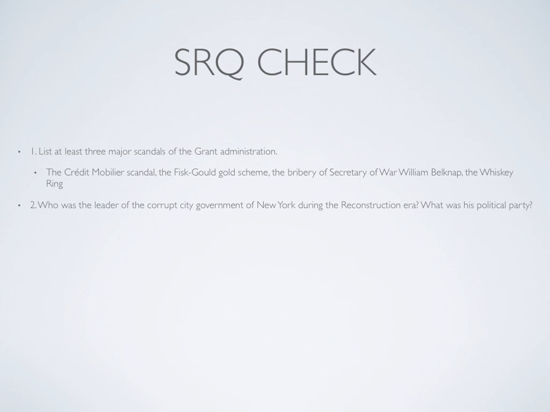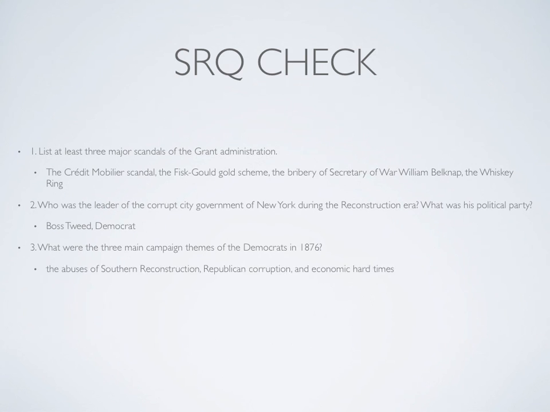Who was the leader of the corrupt city government of New York during the Reconstruction era? What was his political party? It's Boss Tweed, and he was a Democrat. What were the three main campaign themes of the Democrats in 1876? The abuses of Southern Reconstruction, Republican corruption, economic hard times.